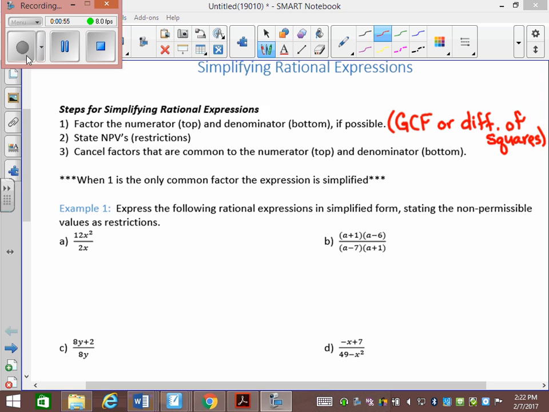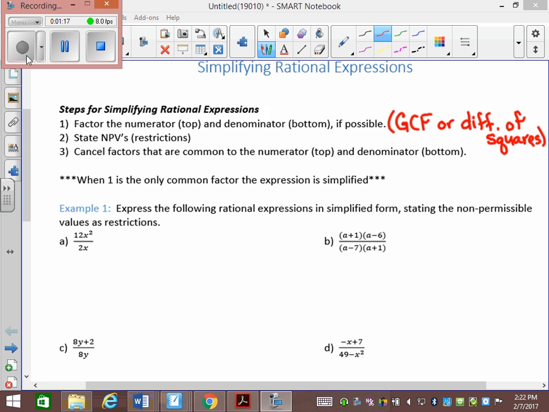So number 3 is cancel the factors that are common to the numerator, top, and the denominator, bottom. They have to be exact replicas of each other. Like if a sign is different, you can't cancel them. Okay? Now, we always cancel after we state restrictions. If we cancel before we state restrictions, you're going to be missing some restrictions, you're going to be missing some NPVs.